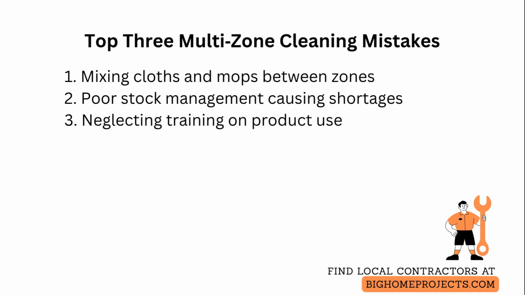Another frequent issue is poor stock management leading to mid-shift shortages. Solve this by using per-zone supply checklists, restock thresholds, and a single visible storage location for quick replenishment. Lastly, some teams neglect training on product contact times and dilution, which reduces effectiveness. Fix this with short hands-on sessions, posted quick reference cards, and periodic competency checks.